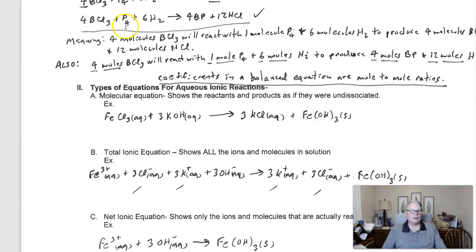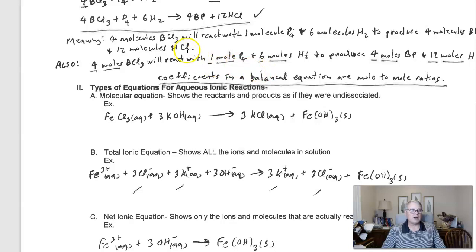Okay, but 6.022 times 10 to the 23rd molecules of P4 is equal to how many moles of P4? Well, that's 1 mole of P4, because that's what a mole means, is 6.022 times 10 to the 23rd of anything, right? What is 4 times 6.022 times 10 to the 23rd molecules of BCl3? Well, that's 4 moles of BCl3. 6 times 6.022 times 10 to the 23rd? Well, that's 6 moles of hydrogen.